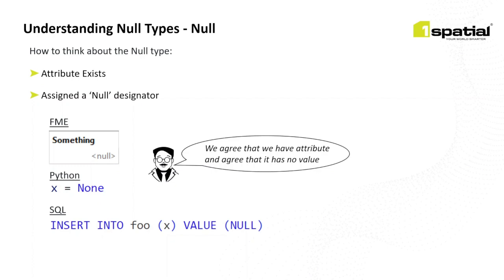Now, the null type in FME is represented with angular brackets that have null in between them. To give some comparisons, this would be equivalent, if you know Python, to creating a variable and assigning it None. We are creating X, but it is nothing. Or in SQL, if you were to insert a null value as well. We are inserting something that is specifically null. It is all very deliberate here.